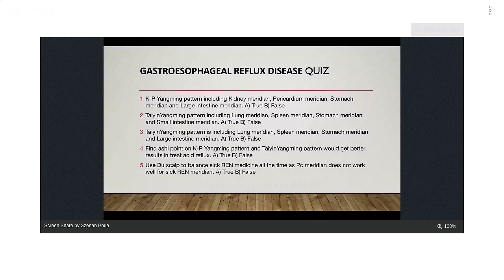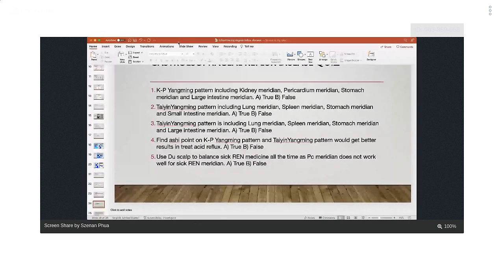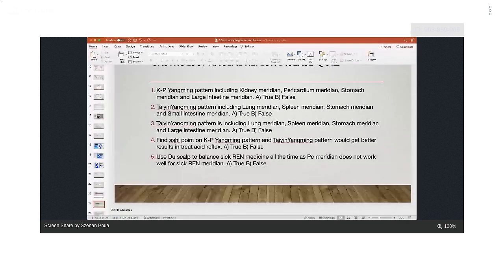Question 1: KP Yangming, which is kidney pericardium Yangming pattern, includes kidney meridian, pericardium meridian, stomach meridian, and large intestine meridian. A or B? A is true, B is false. We do it all together. You don't have to write it down, but if you want to, it's okay. I'm going to show you the answer later on. It's A, true.